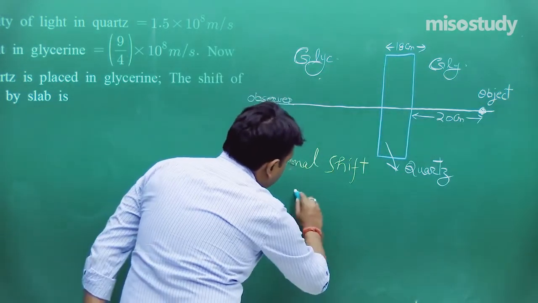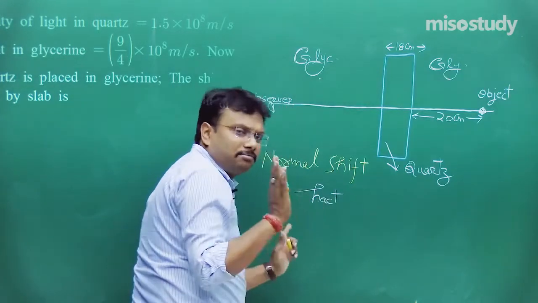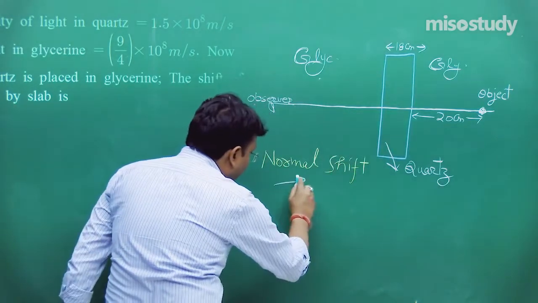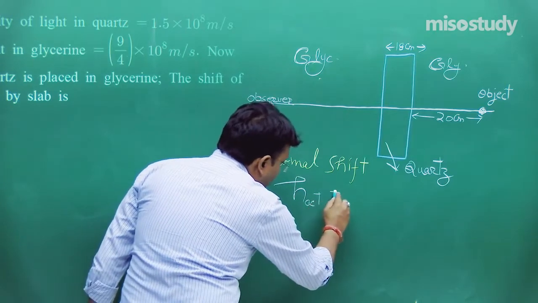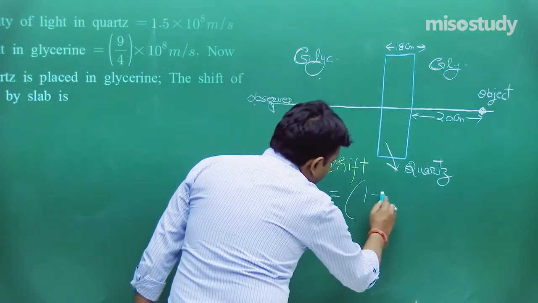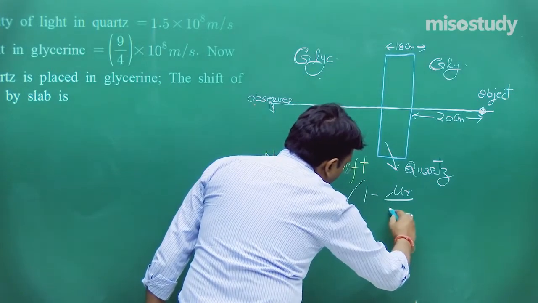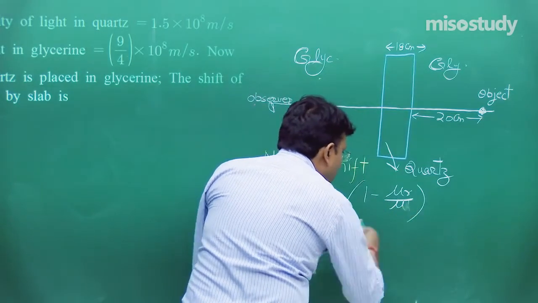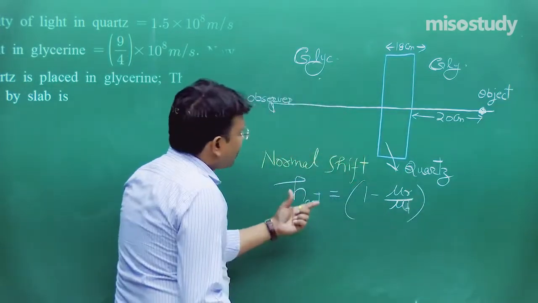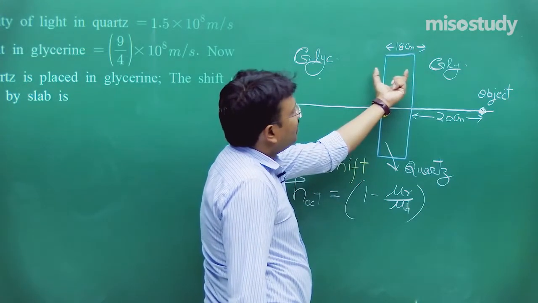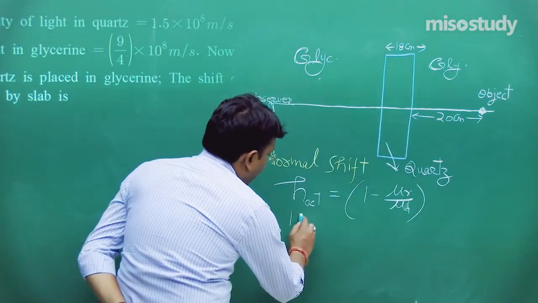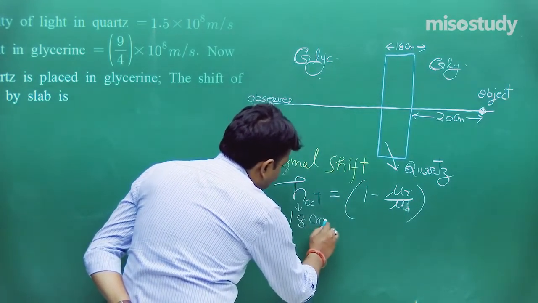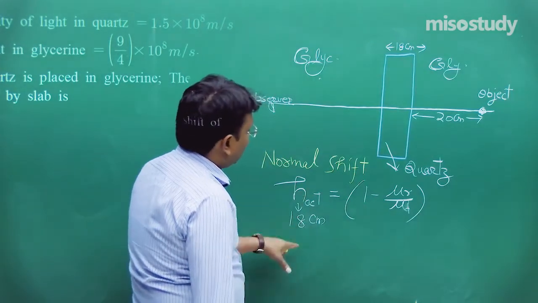So normal shift is h actual, that is just a symbolic representation, and this h is in suffix. Okay, so don't get confused. h actual is equal to (1 minus mu r upon mu) into d. Fine, this d is also in suffix, small d. Now from here h act is how much? 18 centimeter, this value. Okay, so 18 centimeter. Fine. Now h real, that is h relative.